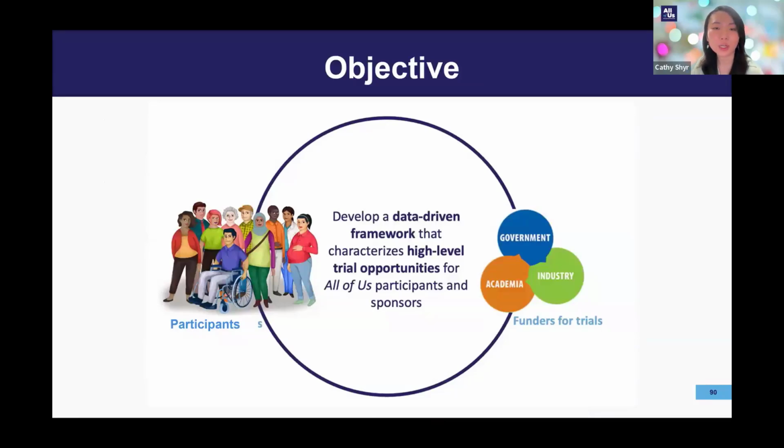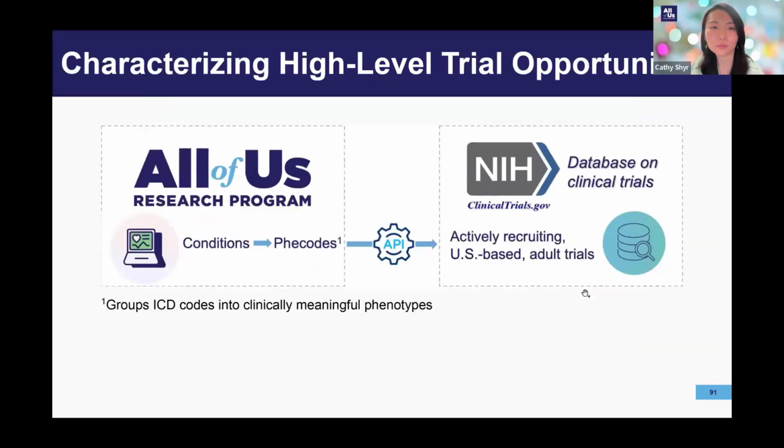So the objective of this work is to develop a data-driven framework that categorizes high-level trial opportunities for both the All of Us participants and sponsors for trials across the government, academic, and industry sectors. To characterize these high-level trial opportunities, we leveraged 2 data sets.